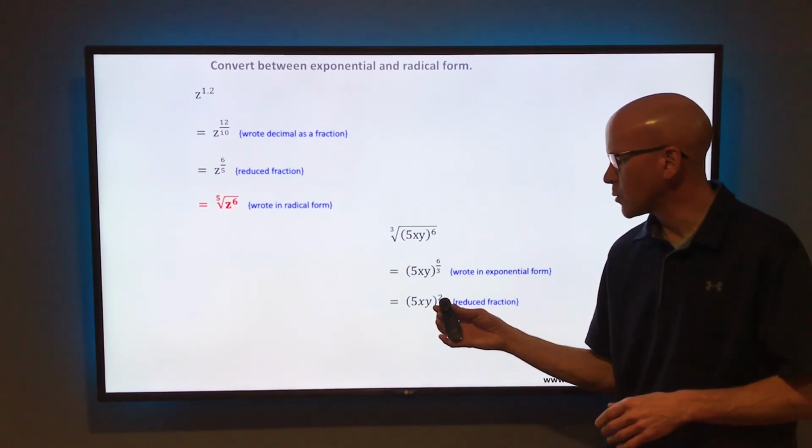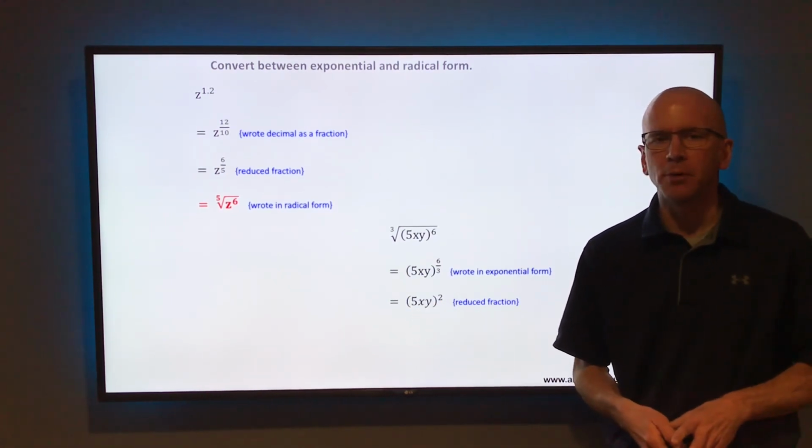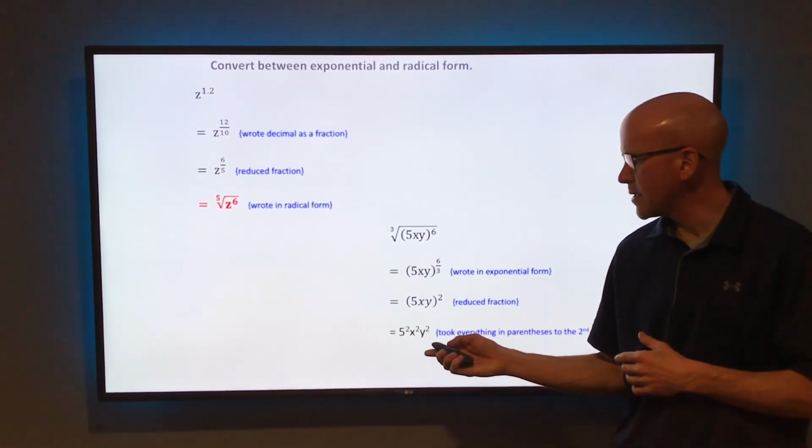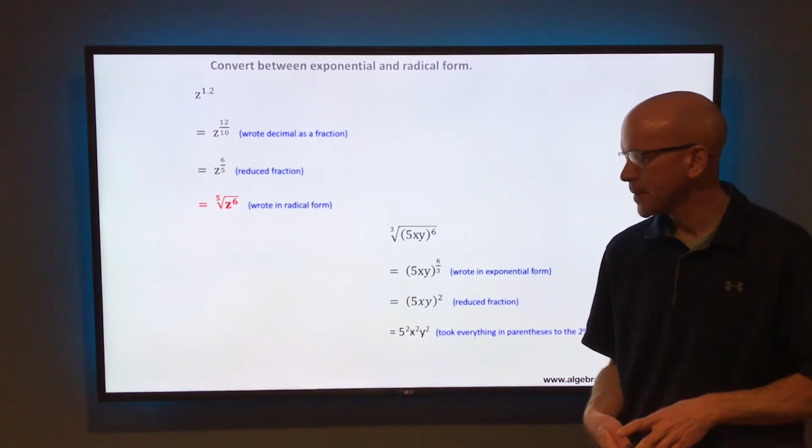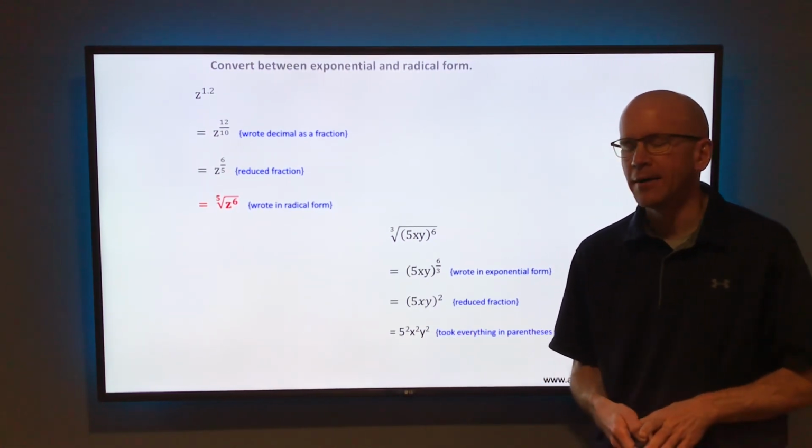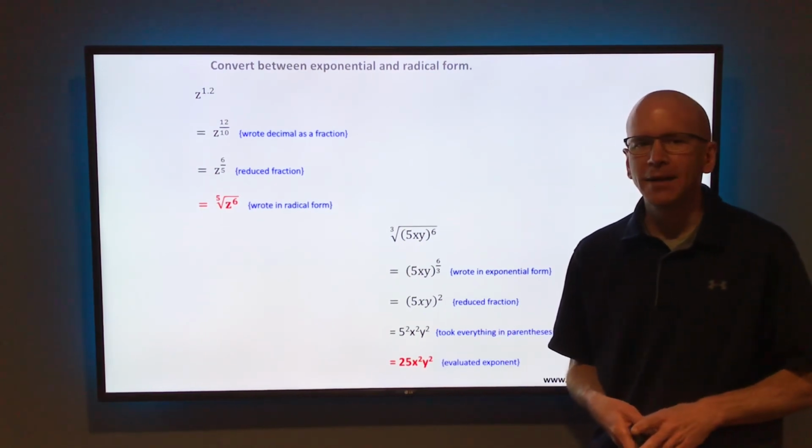Now inside parentheses, we're going to square each one of those inside the parentheses. So you're going to square the 5, square the x, and square the y. Well, if you square the 5, of course, that's 25. So the result would be 25x squared, y squared.